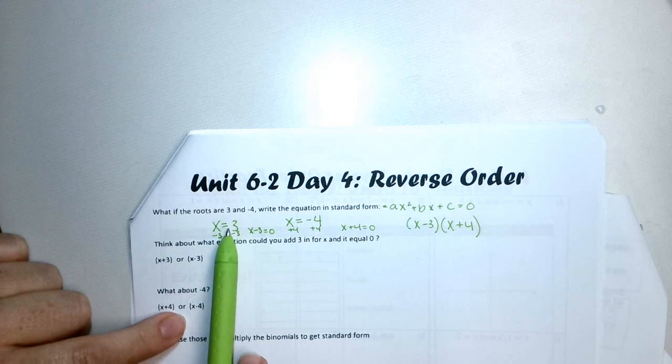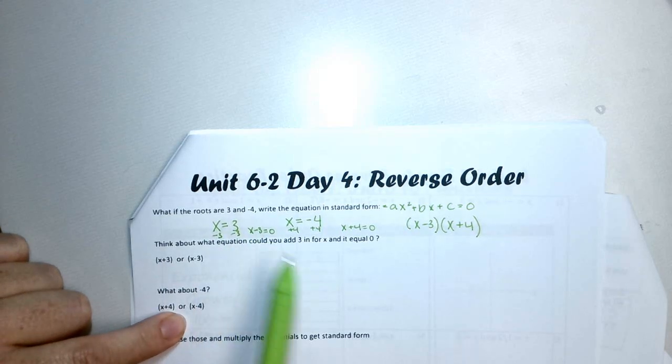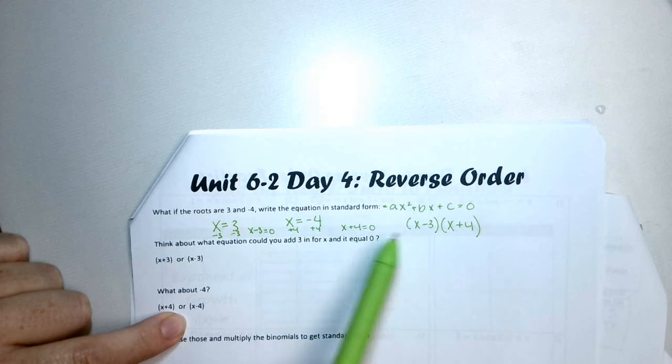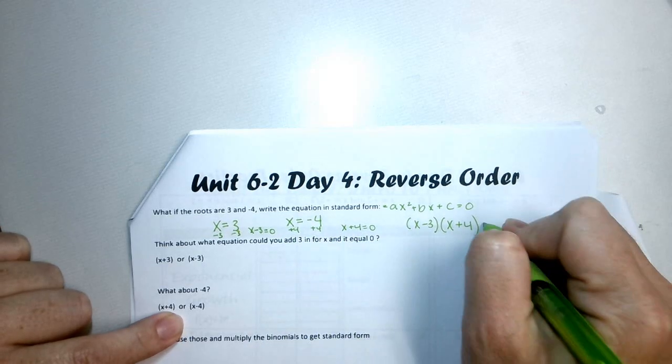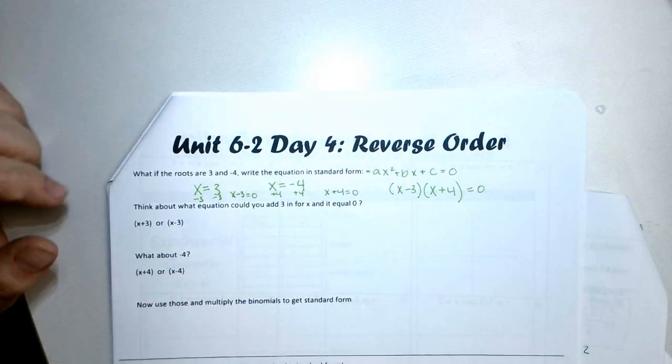So how do you move a positive 3? We subtracted 3, and we get x minus 3 equals 0. How do you move a negative 4? You plus 4, so x plus 4 equals 0. And now we know that we have both of these equal to 0. Well, to put it into standard form, we're going to double distribute.